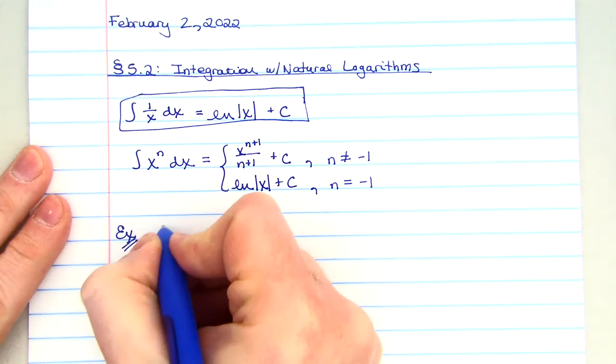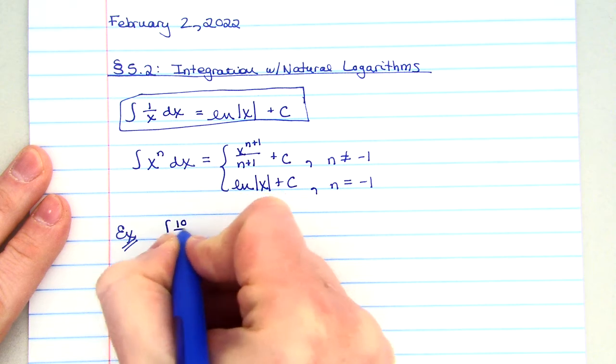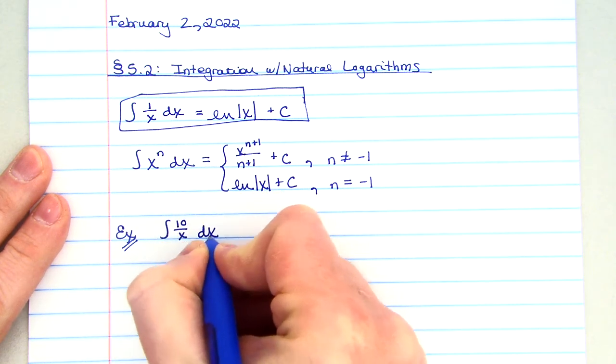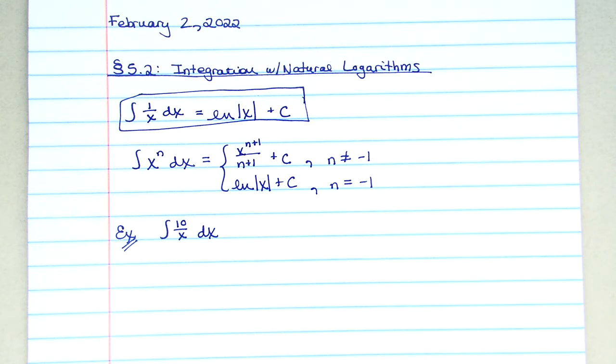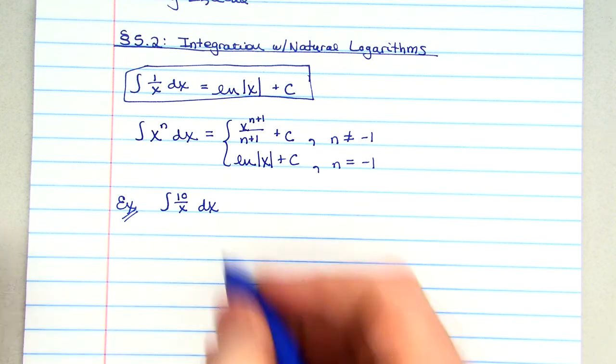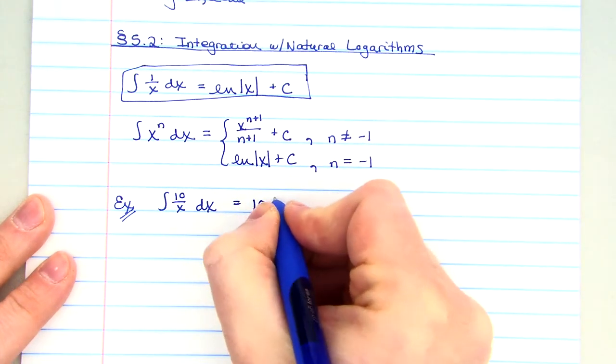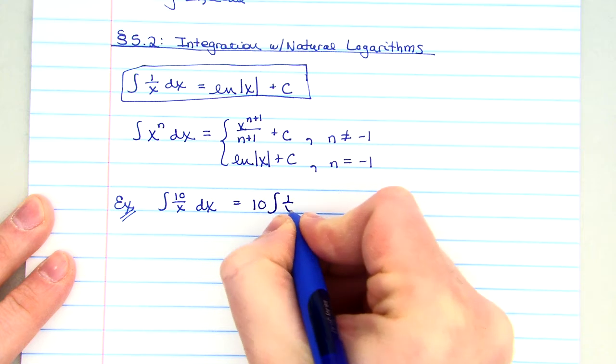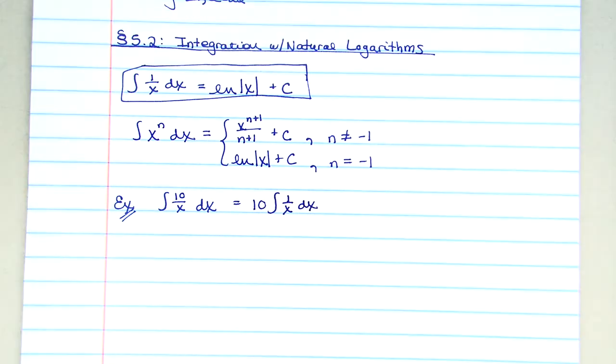Let's take a look at the integral of 10 over x dx. Is the 10 helpful for you? What can we do with it? Take out a 10? I'm not doing U substitution or anything here trying to make things work. It is a constant. I'm just going to move it out front. And I'm going to say 10 times the integral of 1 over x dx.